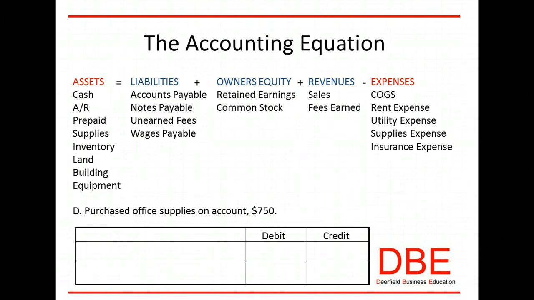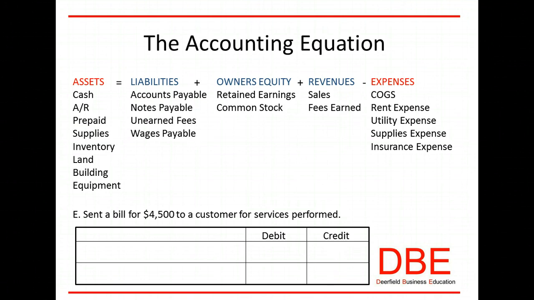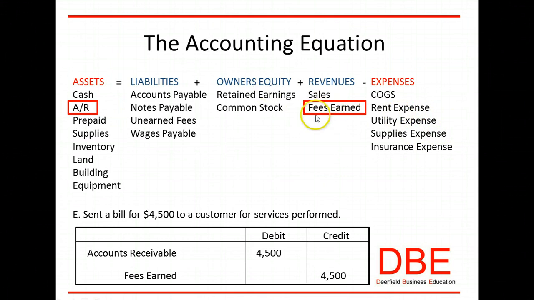All right, purchase office supplies on account. We're acquiring an asset here, so supplies is going up, and we're creating a liability since we're not paying with cash. There's accounts payable. E, sent a bill for $4,500 to a customer for services performed. So we provided a service, and that revenue is fees earned. So what we want to do is make sure that we pick the right revenue account, so service fees earned. And they're not paying us in cash, but they owe us money, and receivable is when our customers owe us money.